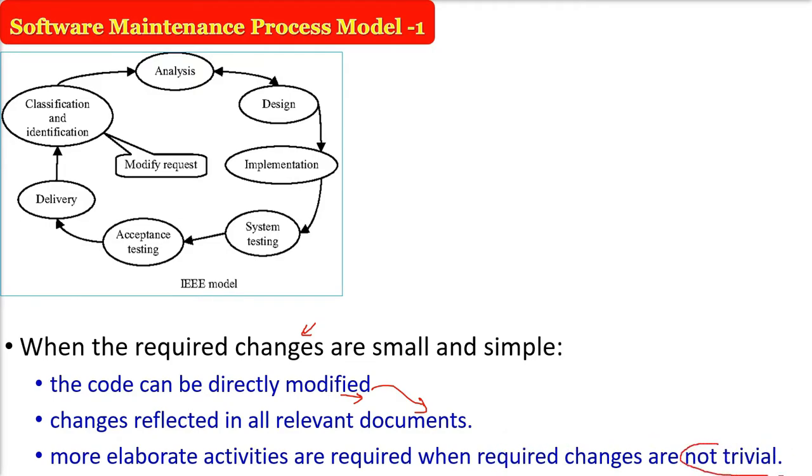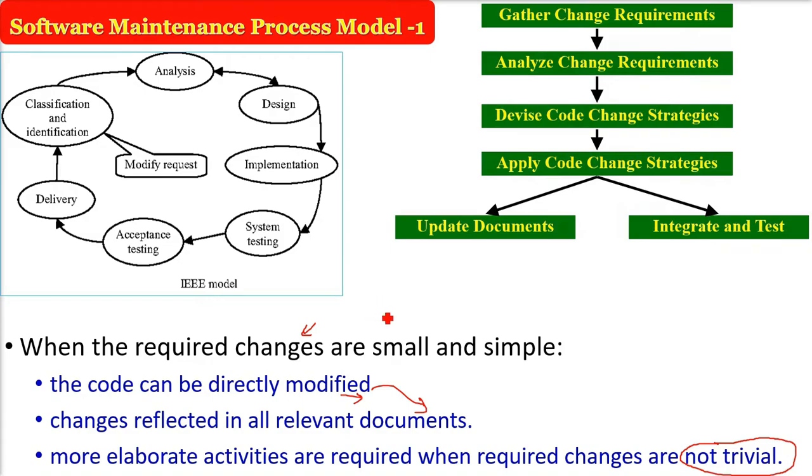And more elaborate activities are required when the type of project changes. This is about gathering the change requirement. You need to analyze the change requirement, and then decide in what way you are going to change the code. You have to devise and define the strategies, then apply these code change strategies, finally do the integration and testing, and the relevant document updation should be done. Whatever you have done needs to be updated in the present documents.